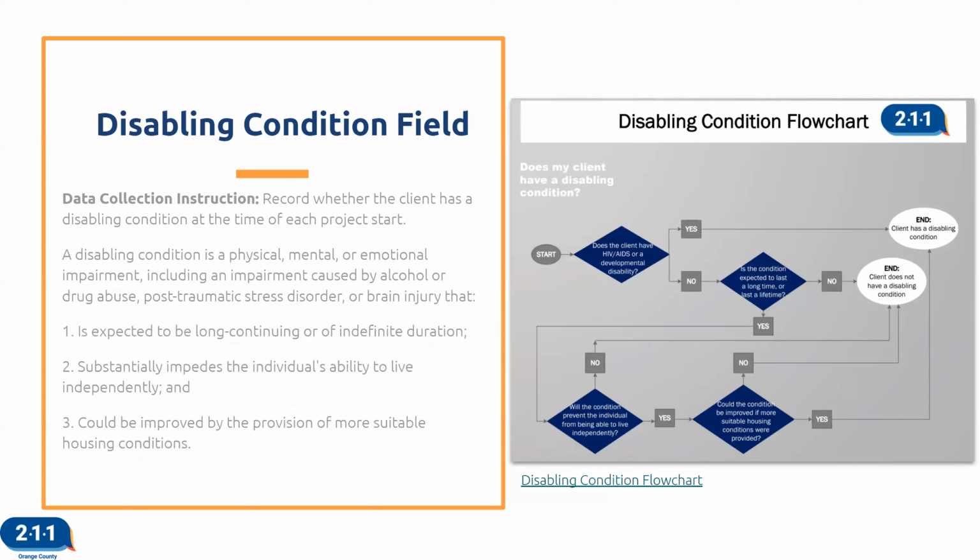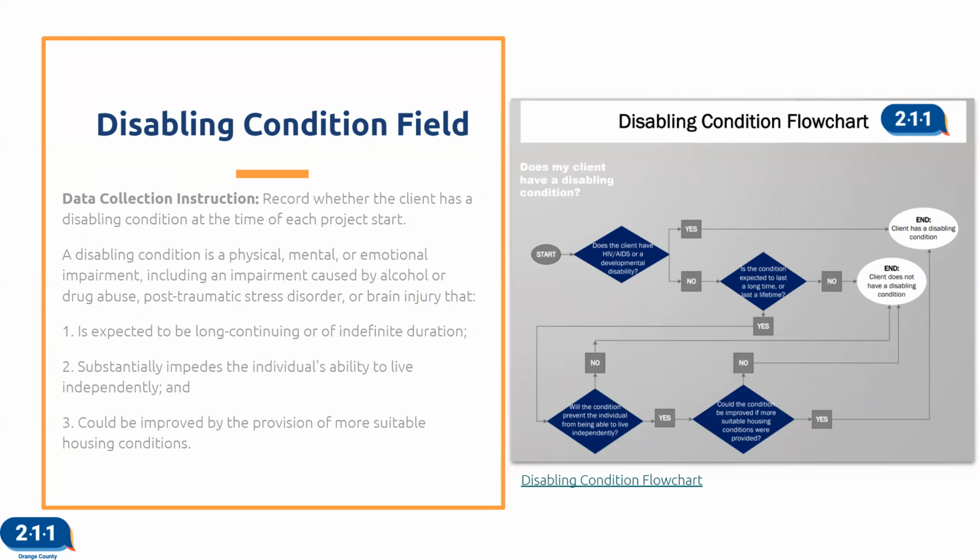The instructions on collecting this data is to record whether the client has a disabling condition at the time of each start of every project. A disabling condition is defined as a physical, mental, or emotional impairment, including an impairment that's caused by alcohol or drug abuse, post-traumatic stress disorder, or brain injury that is expected to be long continuing or of indefinite duration, substantially impedes the individual's ability to live independently, and could be improved by the provision of more suitable housing conditions.